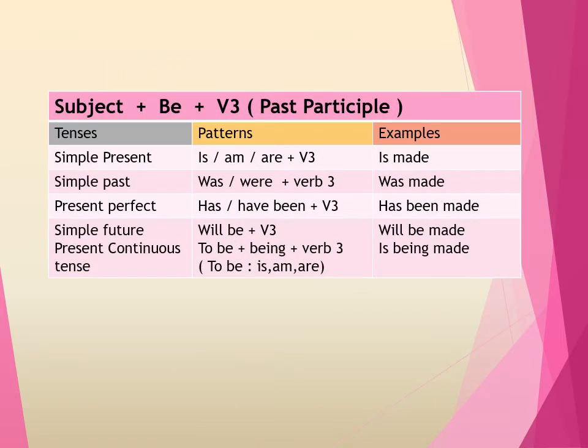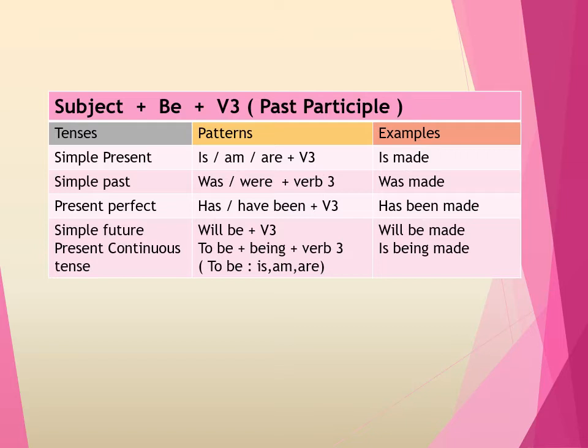In changing active voice into passive voice, we have to understand some patterns. In this meeting, we discussed just five tenses. The first one is simple present, the second simple past, the third one is present perfect, the fourth is simple future, and the fifth is present continuous tense. Remember that the pattern in passive voice is subject plus be plus verb 3. In other words, verb 3 refers to past participle.